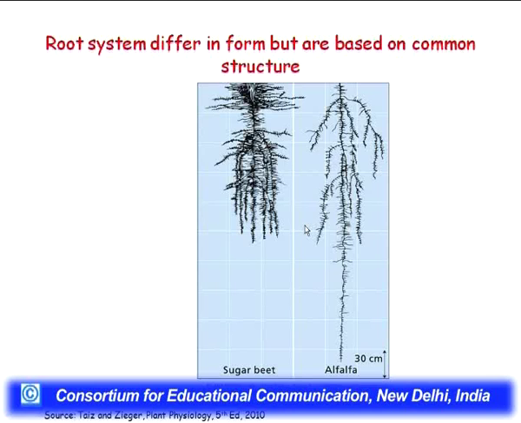Now many times, as I told you also, if there are deficiencies, sometimes the root architecture alters, but eventually the root becomes the primary source of getting nutrients, and because they are obtained or mined from the soil, they are called mineral nutrients. This is the structure of a root.